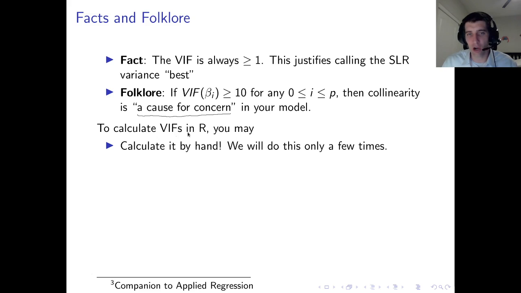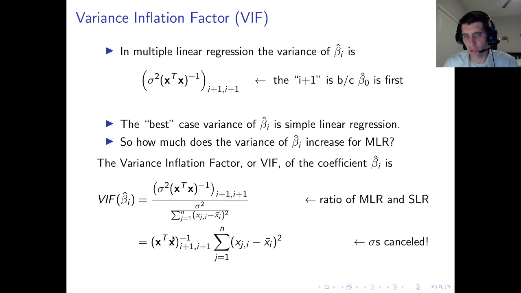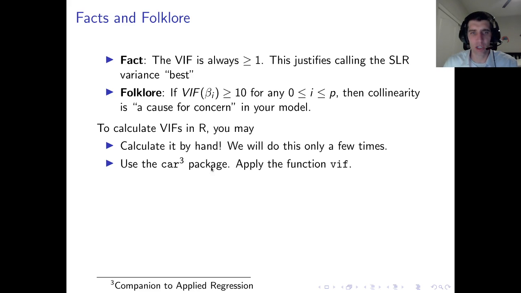So to calculate VIFs in R, you can do a couple of things. You can calculate it by hand. By hand here, I mean actually do this computation in R, compute these inverses and things like this. We're only going to do this a few times to make sure that R's computing VIFs under the hood as it's supposed to. You can use the car package. CAR stands for Companion to Applied Regression. It's a textbook written by an author whose last name is Fox, and I forget his first name. Anyways, in this car package, there's a function called vif. It will compute the VIF of a linear model. You feed it a linear model as an argument, and it'll output the variance inflation factors.